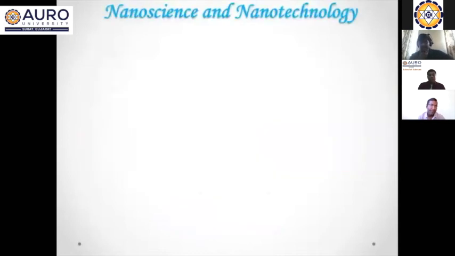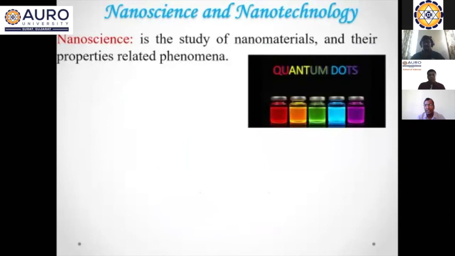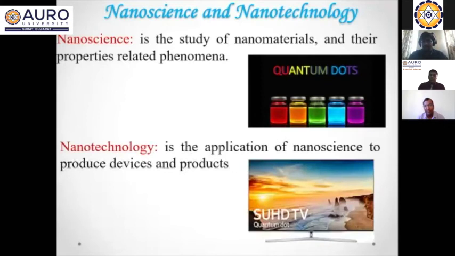So let's look at the difference between nanoscience and nanotechnology. Nanoscience is the study of nanomaterials and their property-related phenomena. Let's take an example of quantum dots. Quantum dots are semiconductor nanocrystals, and they have different fluorescence properties with respect to size. So when we are talking about the physical and chemical properties of quantum dots, that is called nanoscience. But using these quantum dots to make a slim LED TV, that is nanotechnology.